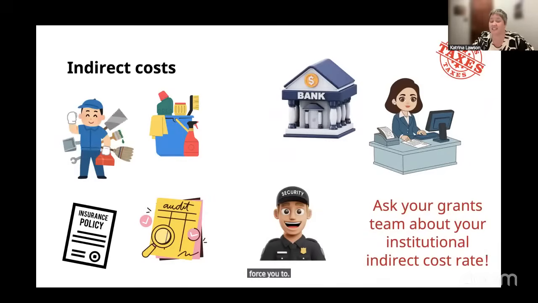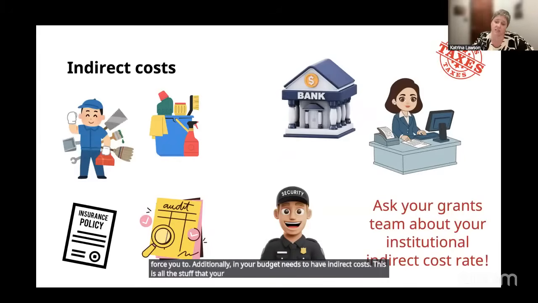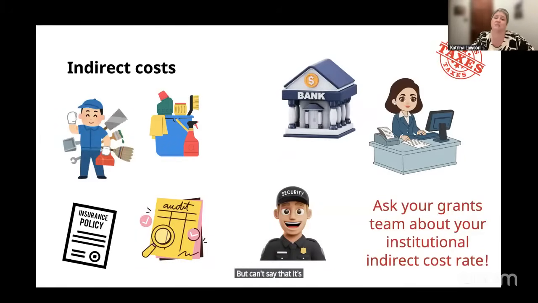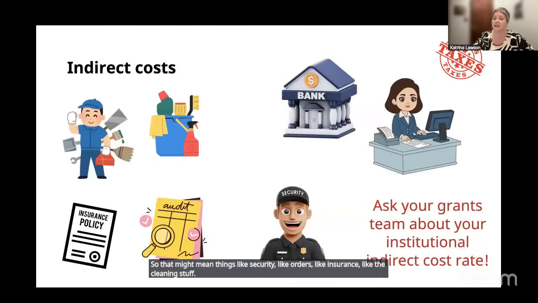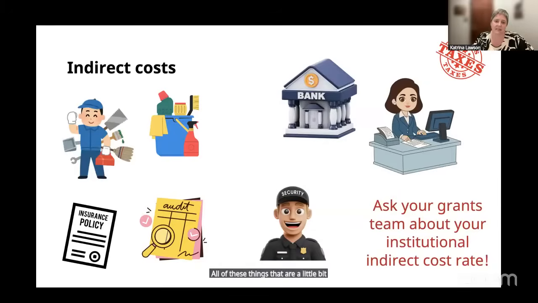Additionally, your budget needs to have indirect costs. This is all the stuff that your university or your institution needs to pay for, but can't say that it's only incurred specifically because of your project. So that might mean things like security, like audits, like insurance, like the cleaning staff, like the maintenance guy. It might mean bank fees. It might mean some kinds of taxes. All of these things that are a little bit nebulous. You must consult with your university about what those costs are and whether and how to calculate with them.